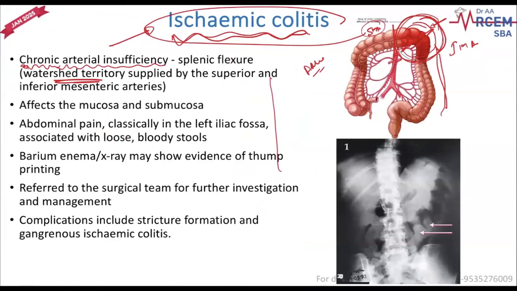Due to the chronic ischemia, the bowel lining will start dying first. When it starts dying, some amount of blood gets mixed with the stools. So the common presentation is abdominal pain and stools which have blood in them. That is the common presentation. So bloody stools, and sometimes there might be loose stools as well.